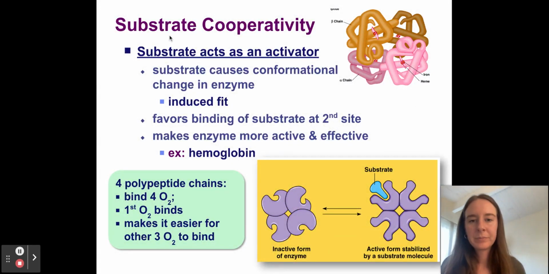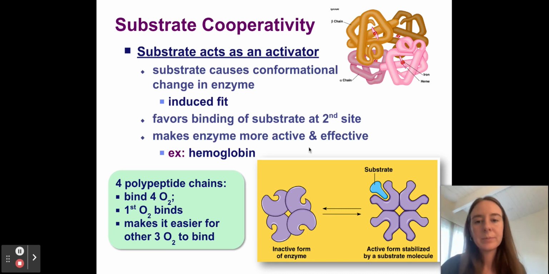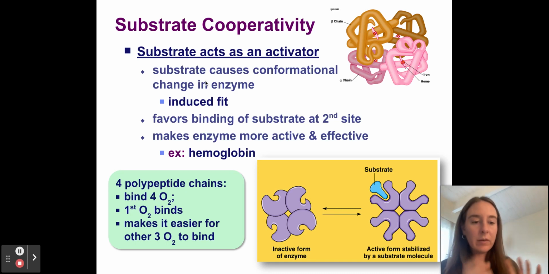What does this mean? Well, if you have a substrate, it could actually act as its own activator. This is not an allosteric site, this is actually within the active site. So let's take a look here. Let's say this is the inactive form. If a substrate bonds to the active site, it causes a conformational change in the shape of the enzyme, induced fit, right? We learned about this before.